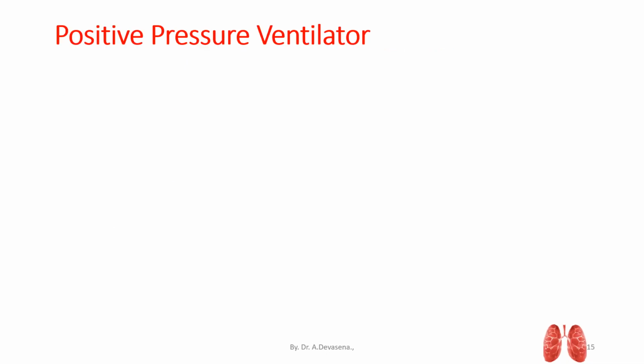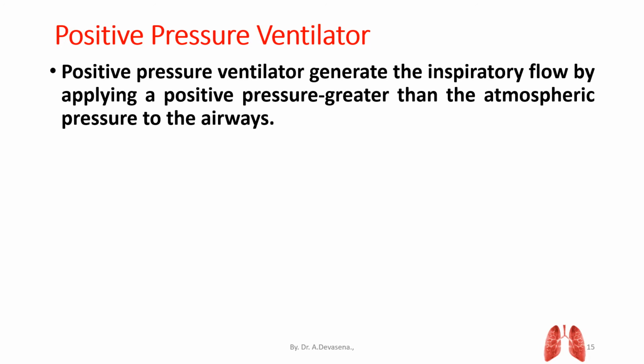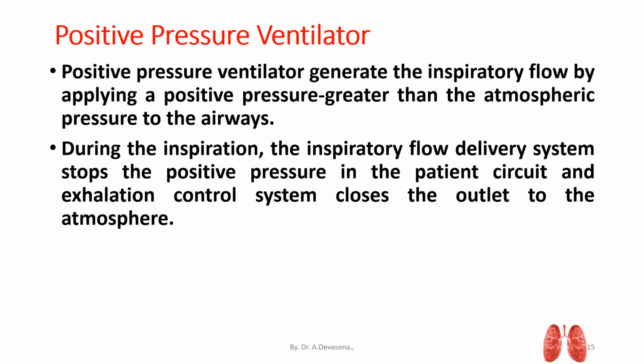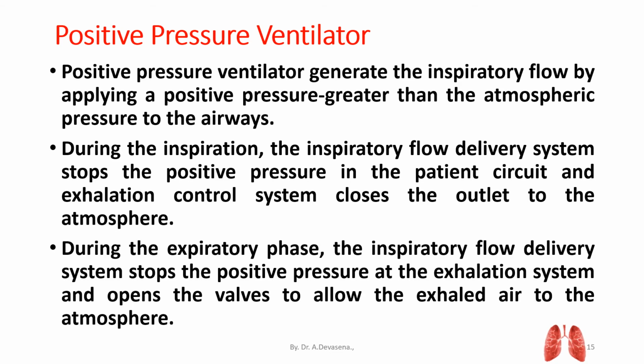Positive pressure ventilator generates the inspiratory flow by applying a positive pressure greater than the atmospheric pressure to the airways. During the inspiration, the inspiratory flow delivery system starts the positive pressure in the patient circuit, and the exhalation control system closes the outlet to the atmosphere. During the expiratory phase, the inspiratory flow delivery system stops the positive pressure at the exhalation system and opens the valves to allow the exhaled air to the atmosphere.